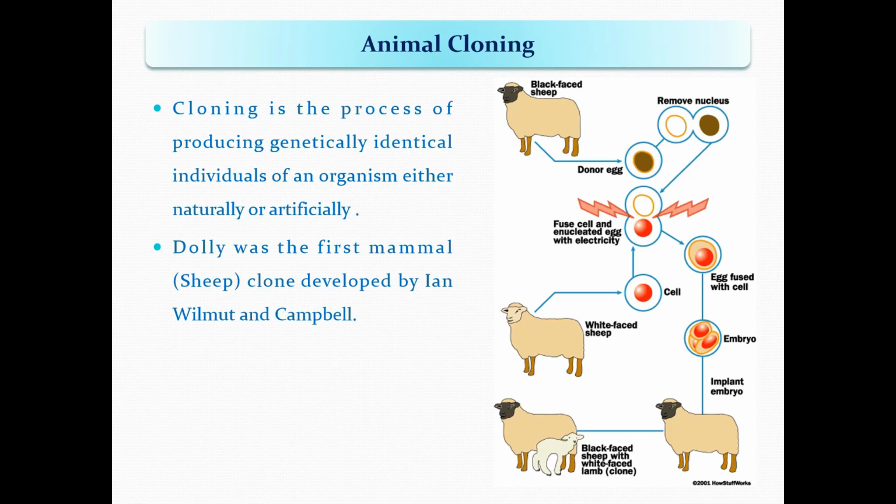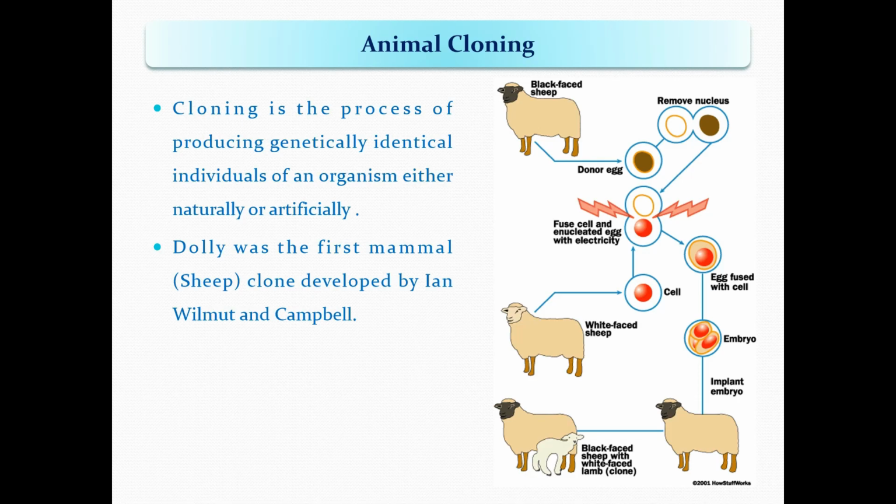Next we are going to learn about animal cloning. Cloning is the process of producing genetically identical individuals of an organism, either by natural method or artificially. Clones will resemble each other and all their genes will also be similar to each other. Dolly was the first mammal that was cloned, by Ian Wilmut and Campbell. Dolly was developed in the year 1997 by a process called the nuclear transfer technique and the phenomenon of totipotency.